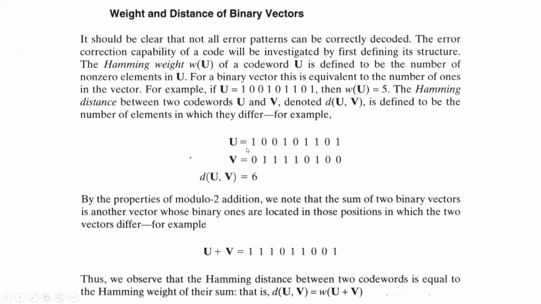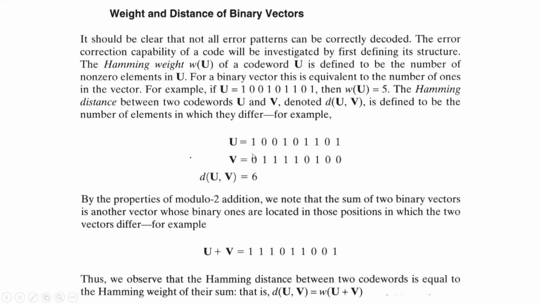For example, this is my code word, 100101101. So what is the weight of this code word? How many ones are there? Please find out. 1, 2, 3, 4, 5. Five ones are there. So this is the weight of this code word.